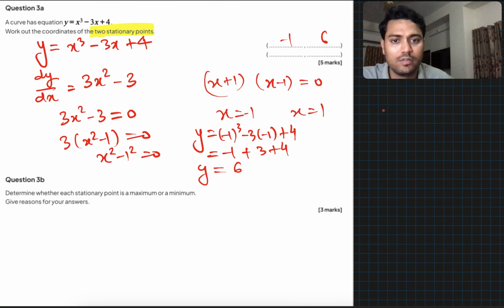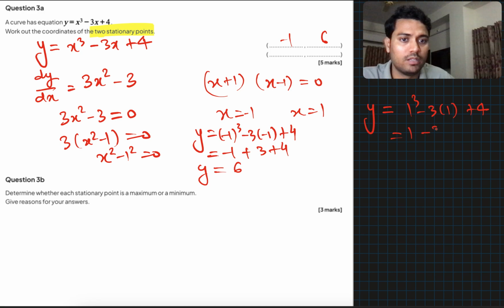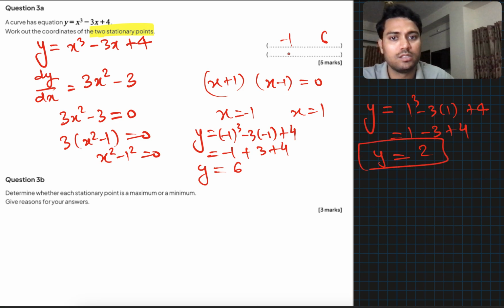And the other part, when x is 1, y will be 1 cubed minus 3 times 1 plus 4. So that is 1 minus 3 plus 4. So this is going to be 2. So when x is 1, y is 2.